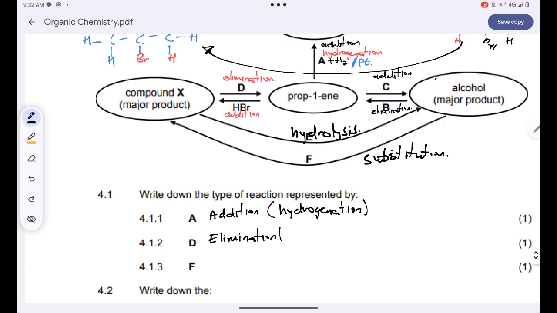That's elimination, yeah? And the type of elimination reaction would have been dehydrohalogenation. And then for reaction F, we are just substituting, we are just moving from alcohol to a haloalkane. This is just a substitution reaction, and the condition that would be needed would have been heat, né? It's just substitution.